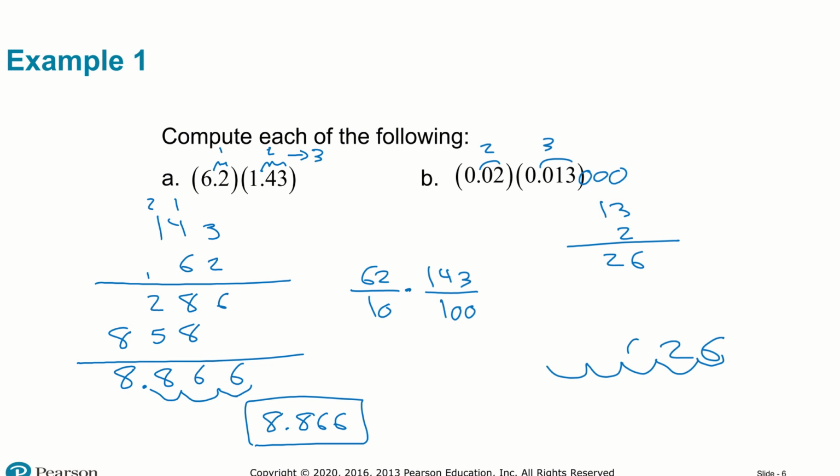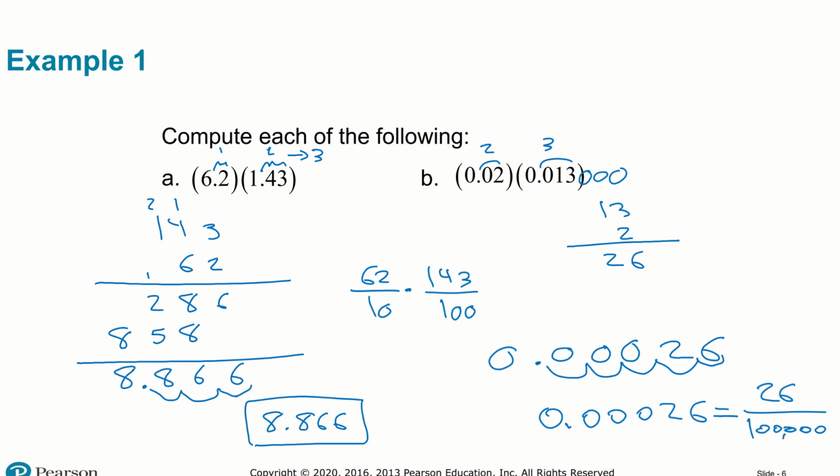So when we run out of digits, we go ahead and fill in with zeros. And that's where the new decimal will be. All right, so the result is basically 0.00026. If you wanted to write it as a fraction, you would have 26 over 1 and as many zeros as you have digits here. So 1, 2, 3, 4, 5. So if you wanted to read it properly, you would say 26 hundred thousandths.